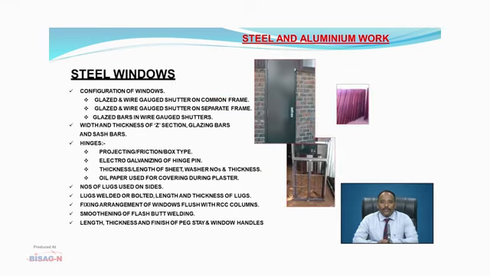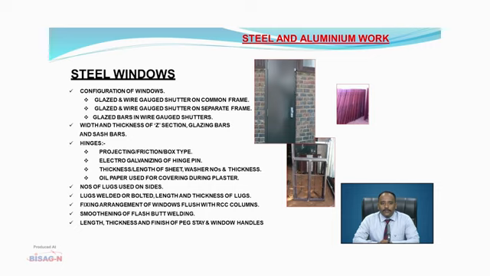For the steel windows, the configuration of the window has to be checked, whether glazed and wire gauge shutter on common frame or glazed and wire gauge shutter on a separate frame. Also the glazing bars in wire gauge shutters have to be checked. The width and thickness of the Z section, glazing bars and sash bars have to be checked.